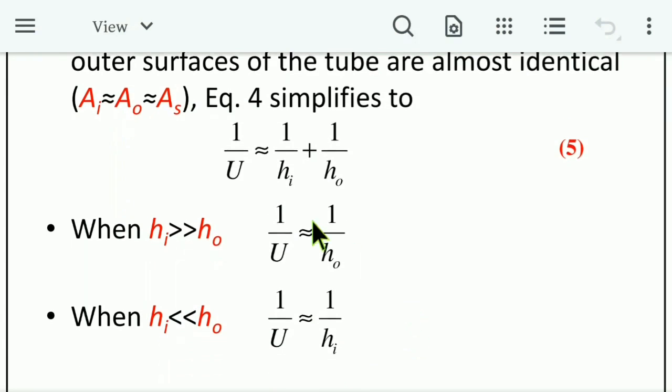There are two cases. When h inner is greater than h outer, we can write 1 by U is equal to 1 by h outer, and when h inner is less than h outer, we can write 1 by U is equal to 1 by h inner. So these are the two cases of this equation 5.